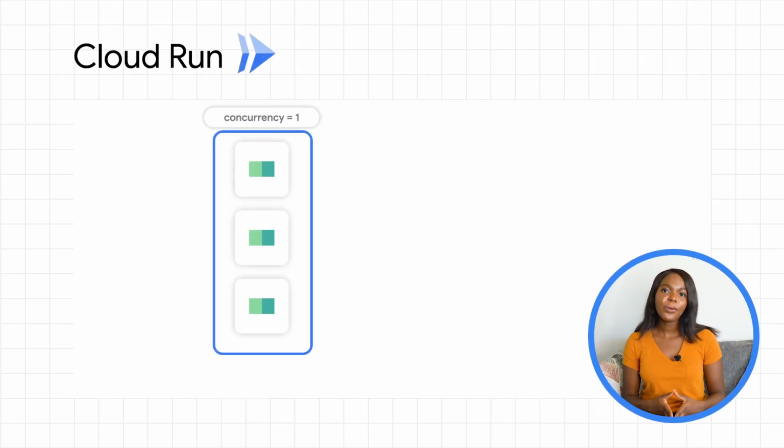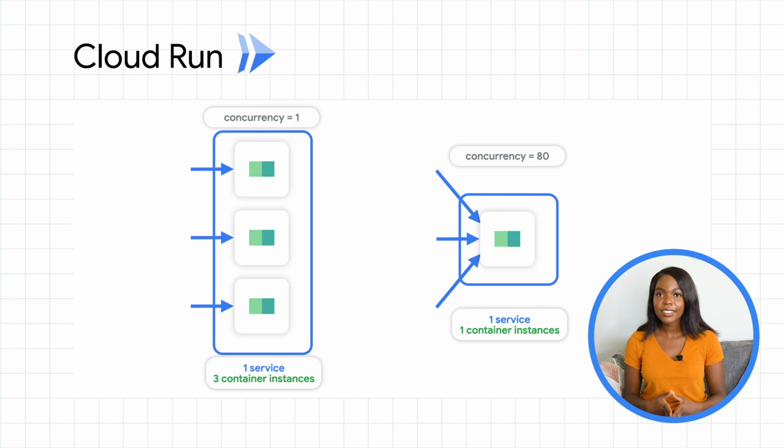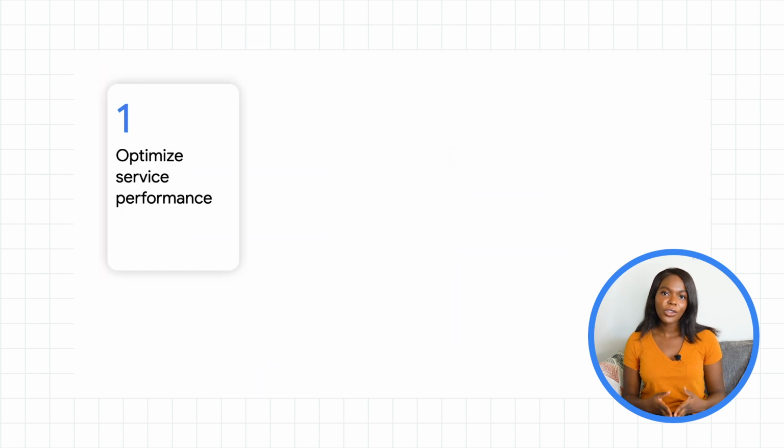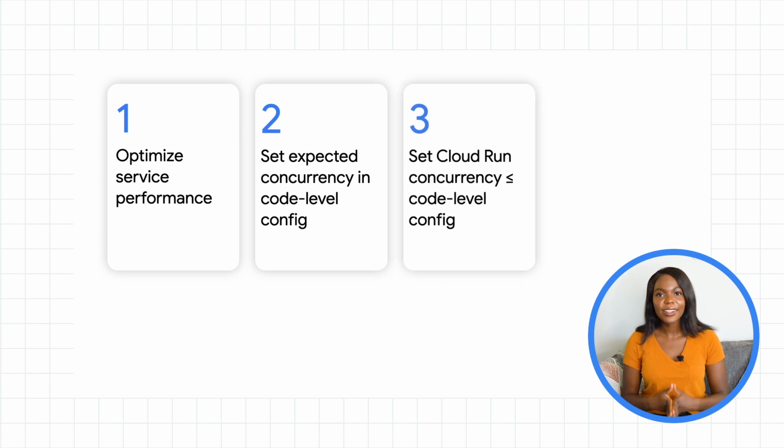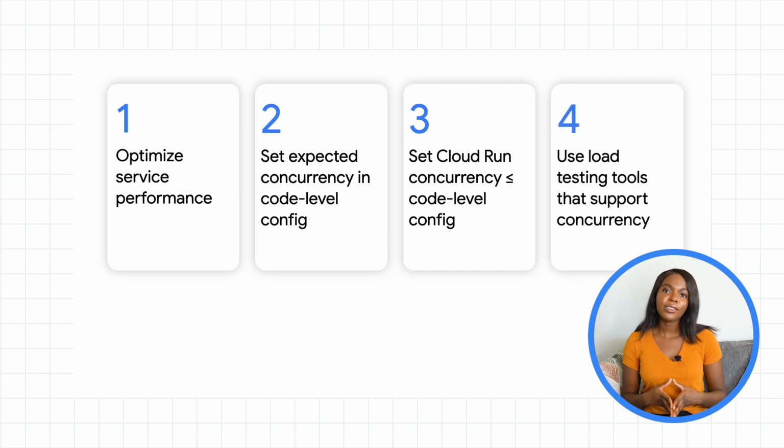For example, if the work being done spends most of its time waiting for replies from slow remote API calls, Cloud Run supports up to 80 concurrent requests on the same instance, which shares the same CPU allocation. What you want to do is 1. Tune your service performance for the maximum stable concurrency. 2. Set your expected level of concurrency in any code level configuration and deploy your service. 3. Set Cloud Run concurrency equal to or less than any code level configuration. 4. Then use load testing tools that support a configurable concurrency and make sure that your service remains stable.